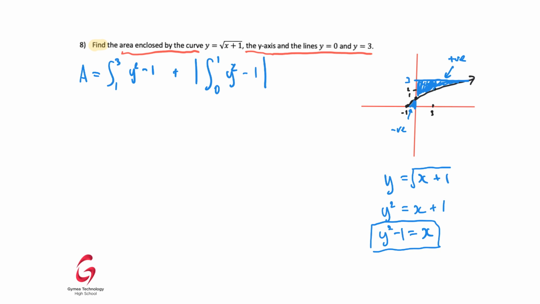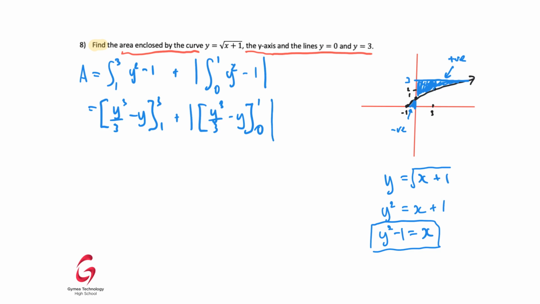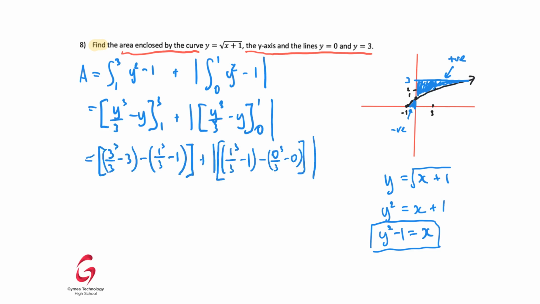Alright, so two distinct areas there, the second one being negative, so we've got to make sure we're using our absolute value. Now to just go and integrate, we get y to the power of 3 on 3 minus y between 3 and 1, plus the absolute value of y to the power of 3 on 3 minus y between 1 and 0. Now it's time for substitution. So there we go, we're substituting right the way through. Now going and putting them into our calculators.